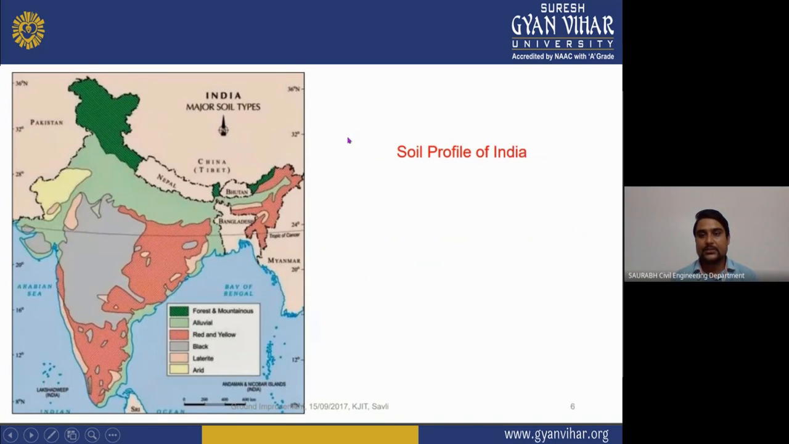See, here is the soil profile of India. You can see here the forest and mountainous areas, as shown in the map. This is the alluvial soil area, this is your red soil area, and this is your black cotton soil area. As you can see here, that is your laterite soil area, and this is your arid area.